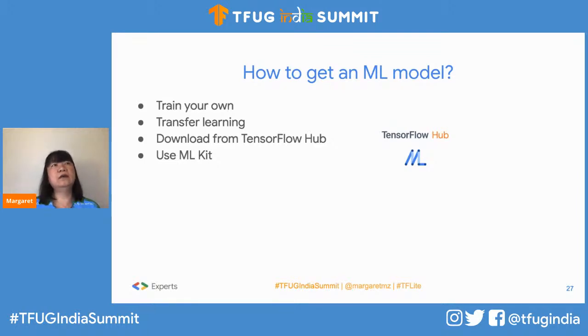Or you can download models from TensorFlow Hub, or you can use MLKit. I don't have a dedicated slide about TensorFlow Hub, but if you go to TensorFlow Hub on the website, you can search for images and text, and you can search based on the problem that you're trying to solve. You can also filter on the version of TensorFlow 1 or 2, or the format of the model, which could be a regular TensorFlow saved model format, TF.js, or TF Lite model format. And I will talk about MLKit later.